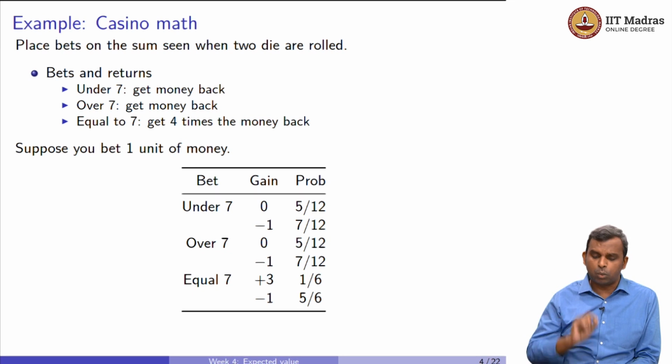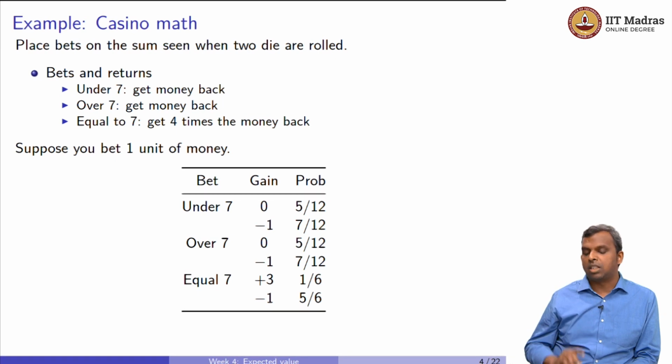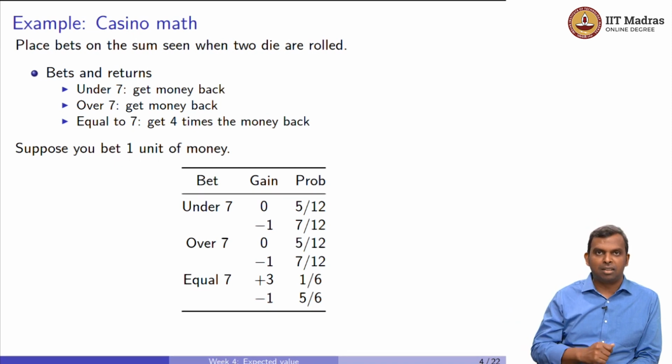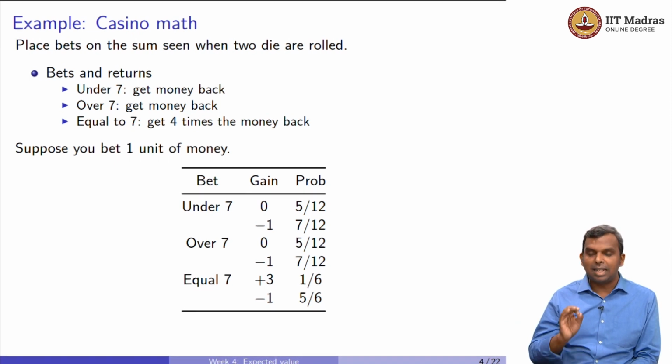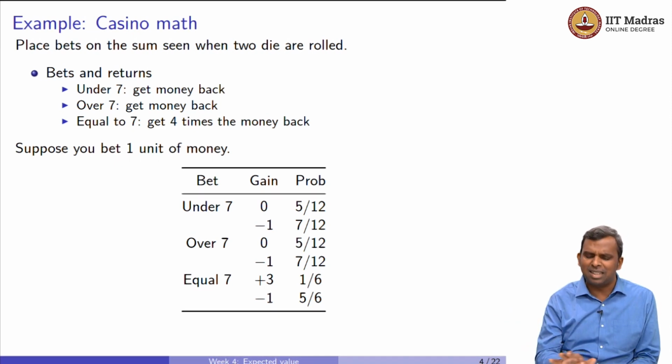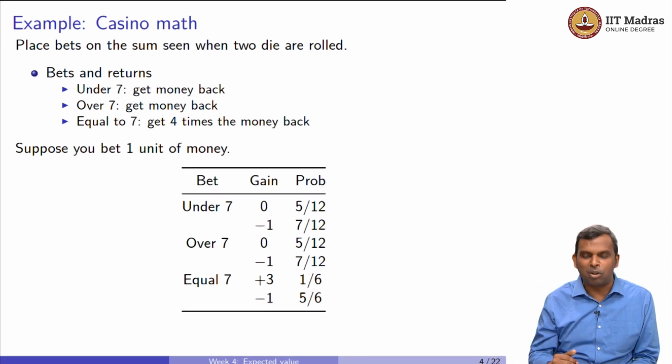Supposing you bet 1 unit of money on under 7. What is going to be your gain and what's the probability of that? You can do this calculation. If you bet under 7 and you actually win, you have a gain of 0, right? Whatever money you put in, you got back. Your gain is 0, and that has a probability of 5 by 12. This needs a bit of calculation. I'm not going to do it. Take it as a homework problem if you like.